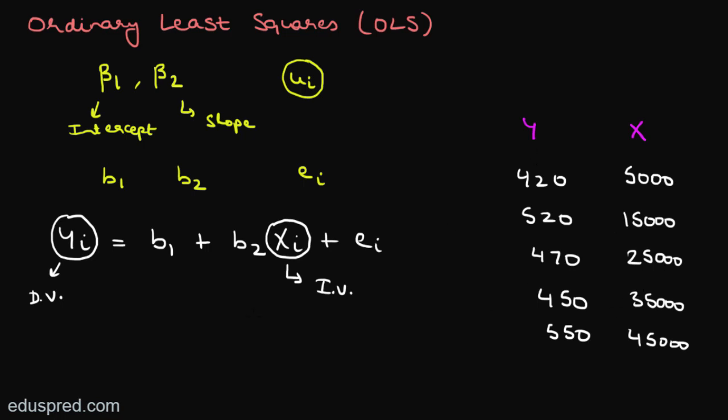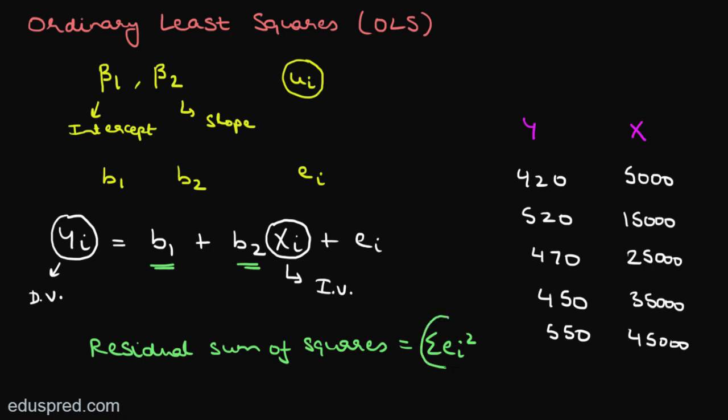Now let's discuss the method of ordinary least squares. The method of ordinary least squares says that you should choose the values of b1 and b2 in such a way that the residual sum of squares is minimized. And we know that the residual sum of squares is equal to summation ei square. So we have to choose b1 and b2 in such a way that summation ei square is minimized. First of all, let's see what summation ei square is equal to, and then we will see how to minimize it to find the expressions for b1 and b2.